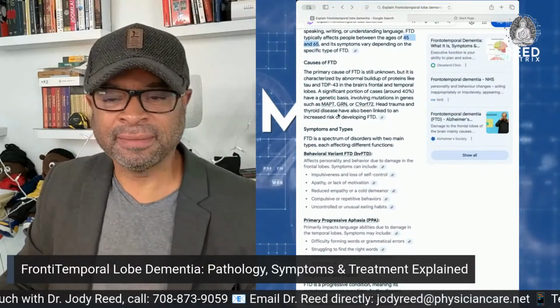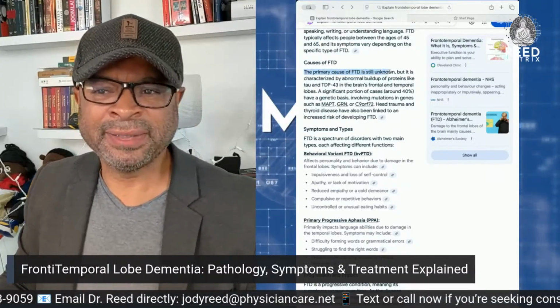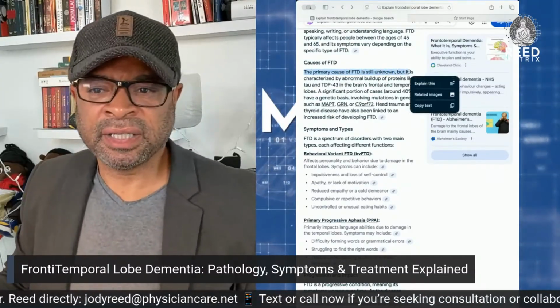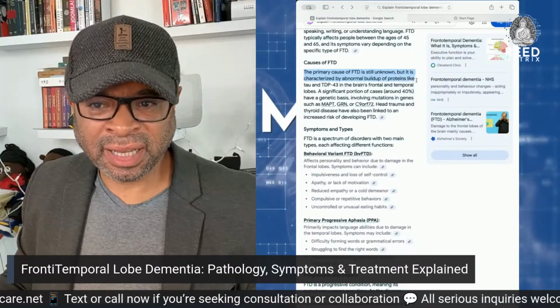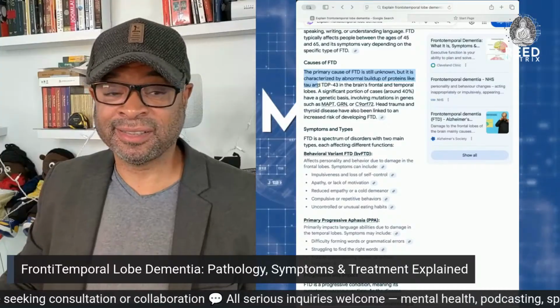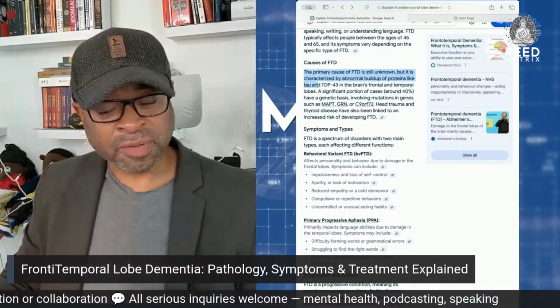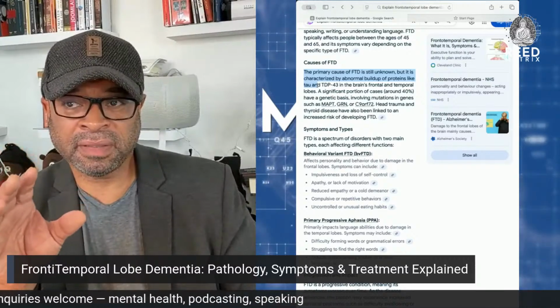Okay, causes. The primary cause of FTD is still unknown, but it is characterized by abnormal build-up of proteins like tau. Look, there it is again. Remember, that's something that's common in many of these dementias.